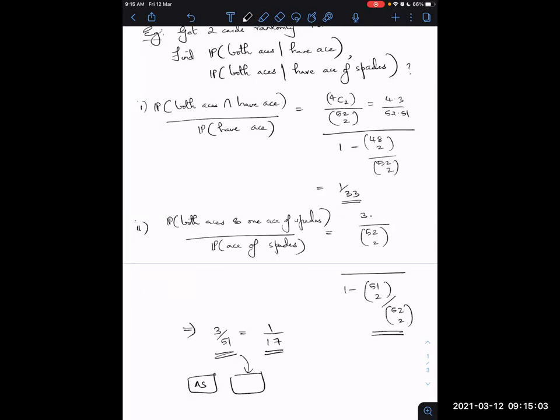The additional information that you have is the fact that you have an ace of spades, which is a specific card. Knowing that this card is in your hand gives you more information than just knowing that you have some ace. That's the reason why this 1 over 17 comes up and the other case has 1 over 33, which is smaller. The more information you have, the higher the probability is for the event you're looking at, which is the probability of both aces. Okay. Is the intuition clear for everyone?